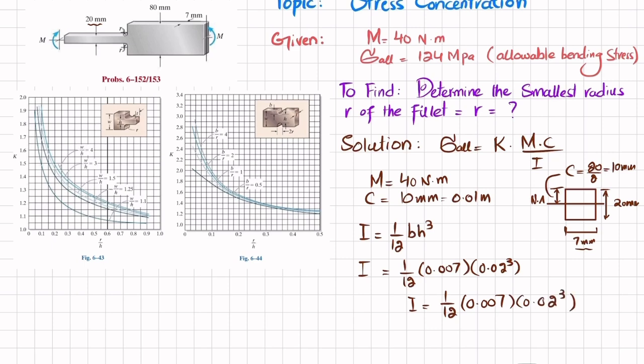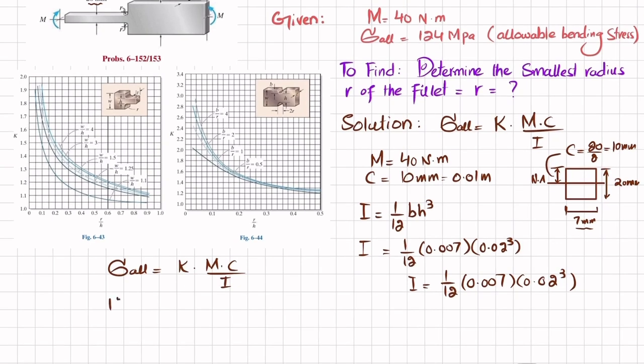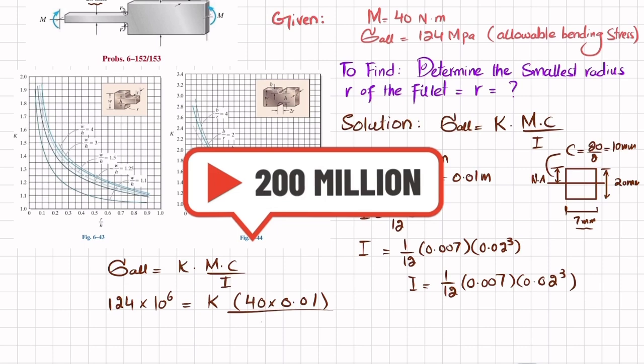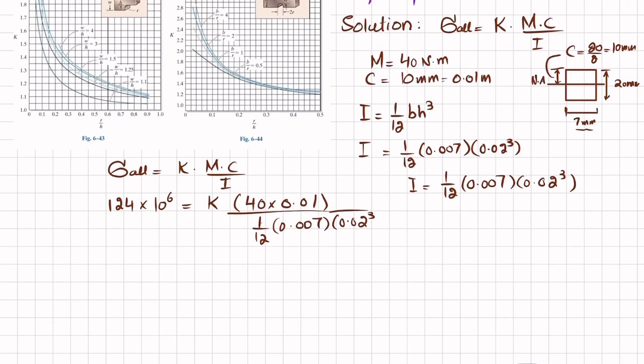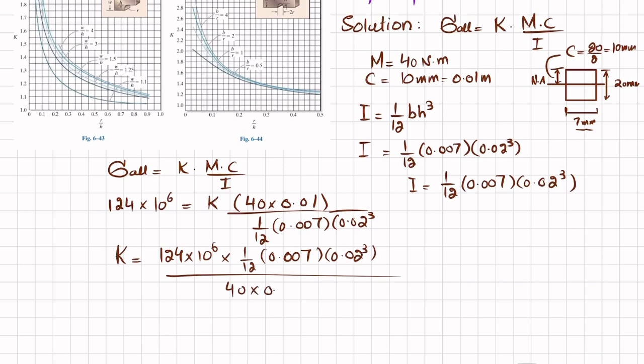Now we have been given the allowable bending stress, which is 124 megapascal. We know that the allowable bending stress is equal to K times Mc divided by I, where K is the stress concentration factor. So sigma allowable is 124 megapascal, so 124 times 10 to the power 6 is equal to K times M, which is 40 Newton meter, multiplied by c, which is 0.01, divided by I, and I is 1 over 12 times 0.007 times 0.02 whole cubed. From here you will get K equal to 124 times 10 to the power 6 times 1 over 12 times 0.007 times 0.02 cubed, divided by 40 times 0.01. When you calculate it, you will get K equal to 1.45. So I will write K equals 1.45.